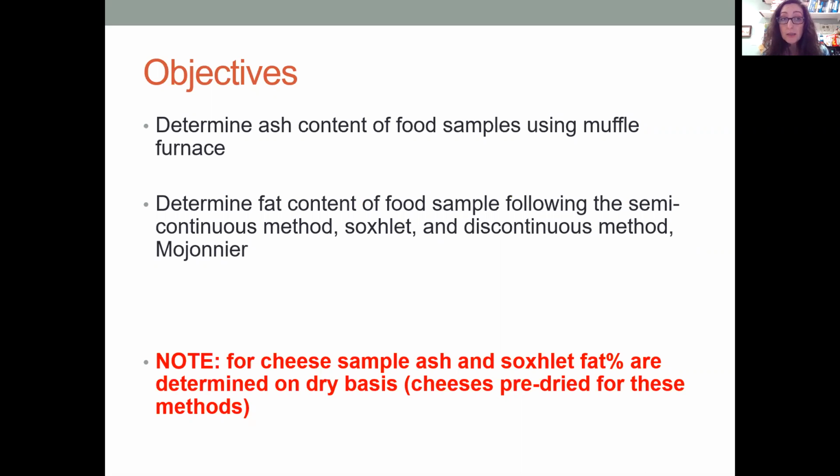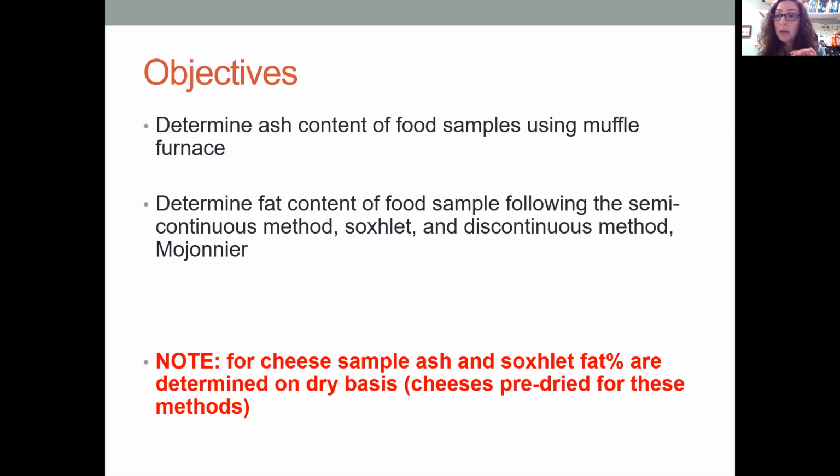Here's a note in red. This is very important for all of you, not just for the cheese groups. The cheese samples, all of them, processed cheese, cheddar cheese, and Parmesan cheese, have been pre-dried. We removed the moisture for fat analysis with Soxhlet only, and for ash analysis. For Mojonnier, the cheeses are going to be analyzed as is, without drying. But for ash and Soxhlet, the cheeses are dried. So the values you get for ash and fat will be on a dry basis.